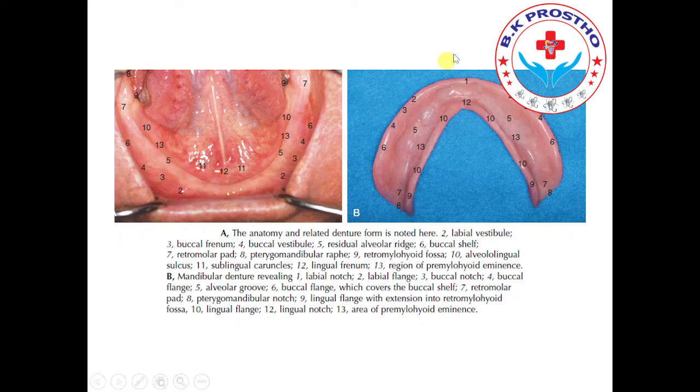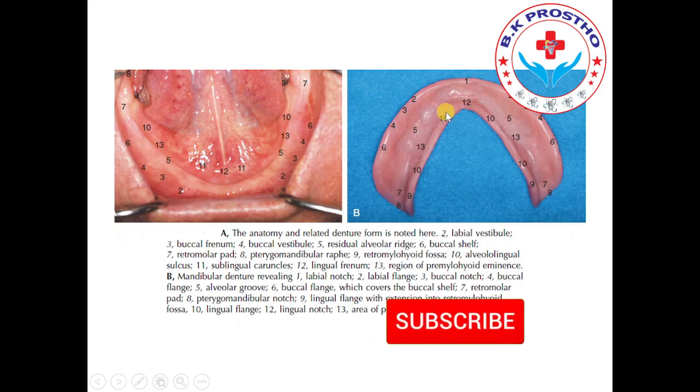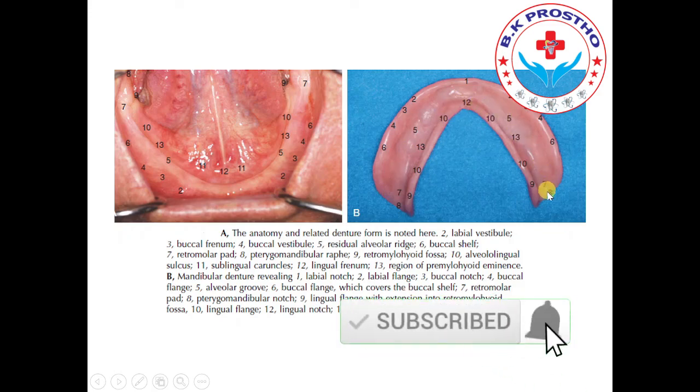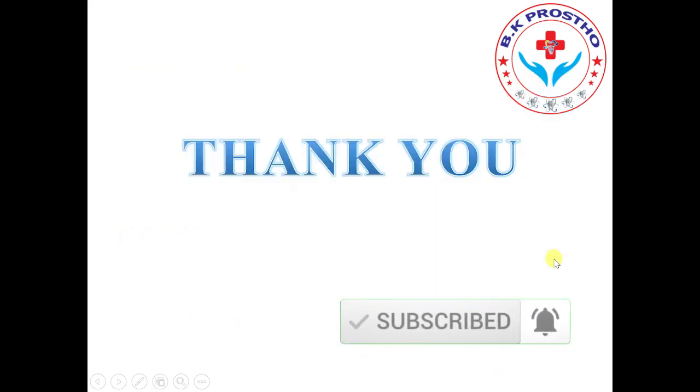So these are the related denture forms: the labial notch here, the labial flange, the buccal notch, and the buccal flange, and these are the lingual flanges, and this is the lingual notch. So this is the whole alveolar groove part. So this is all about the limiting structures of the mandibular arch.